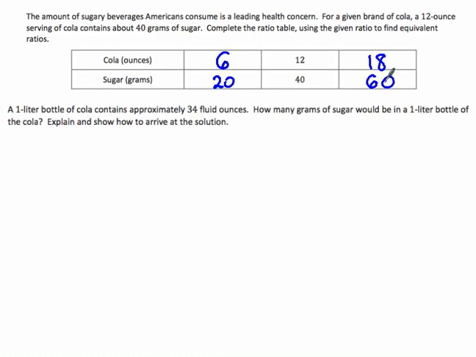Below it says a 1 liter bottle of cola contains approximately 34 fluid ounces. How many grams of sugar would be in a 1 liter bottle of cola? Explain and show how to arrive at the solution. I'm going to represent this information using a double number line, which is what I want everyone to focus on for this lesson. To do that, as with any number line, we're going to start at 0, 0.